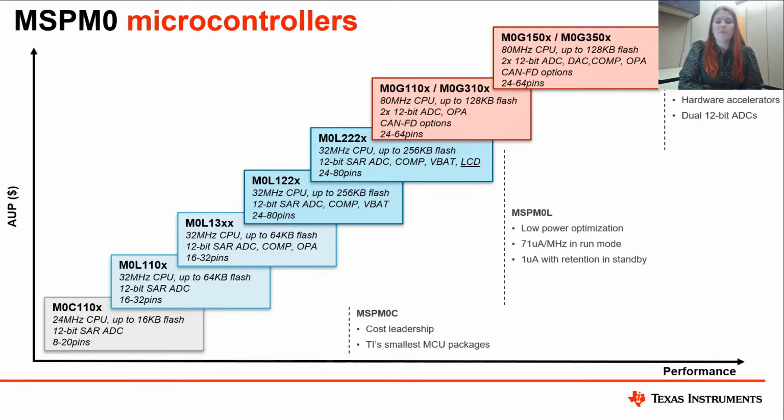Lastly, at the top right, we have our MSPM0G devices. These are our higher performance and compute devices with 80 megahertz CPU frequency, math hardware accelerators, and dual 12-bit ADCs for simultaneous sampling. Also, all of the MSPM0 devices are pin-to-pin hardware and software compatible within the same packages. So if you start designing with one device and you decide you need more or less performance or memory, you can move up and down between families with ease.